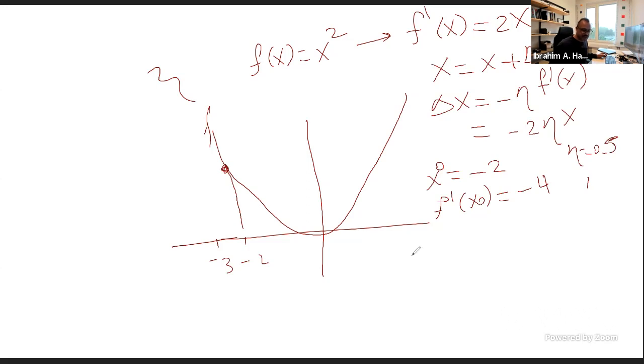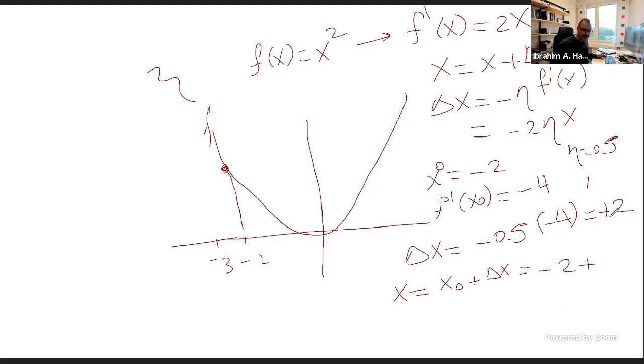0.5. So in this case, delta x will be minus 0.5 multiplied by f dash of x, which is -4. So this one will be +2, correct? So delta x equal +2. I need to update my x value. So x equal old x plus delta x. So what is x dot? X dot is equal to -2 plus the new delta x, which is +2. So this one will be 0.